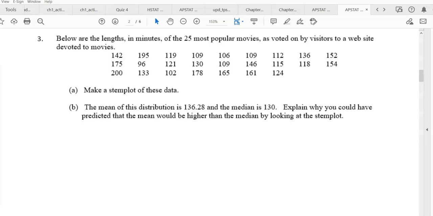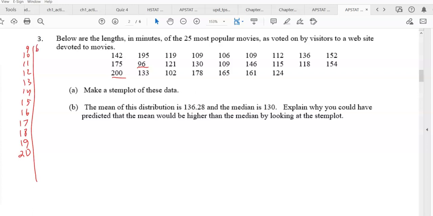So in this case, that means that some of the stems will be 2 digits. The smallest number I see is 96. The biggest number I see is maybe 200. Looks like 200. Okay, so I need stems that go from 9 all the way to 20. So 9, 10, 11, 12, 13. And so then you just start filling in the stems.